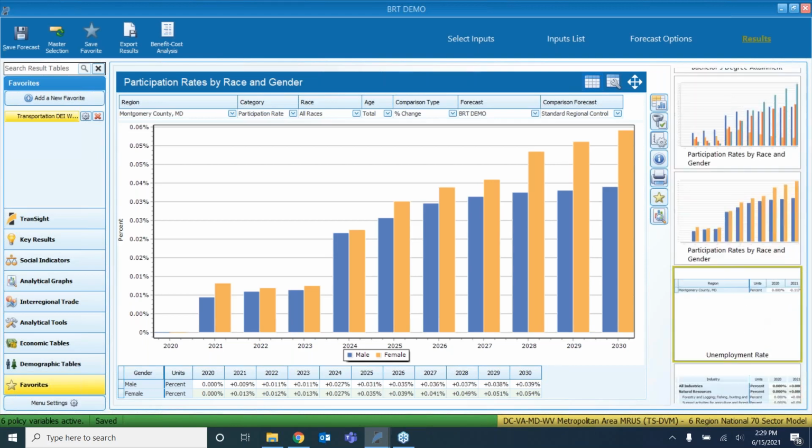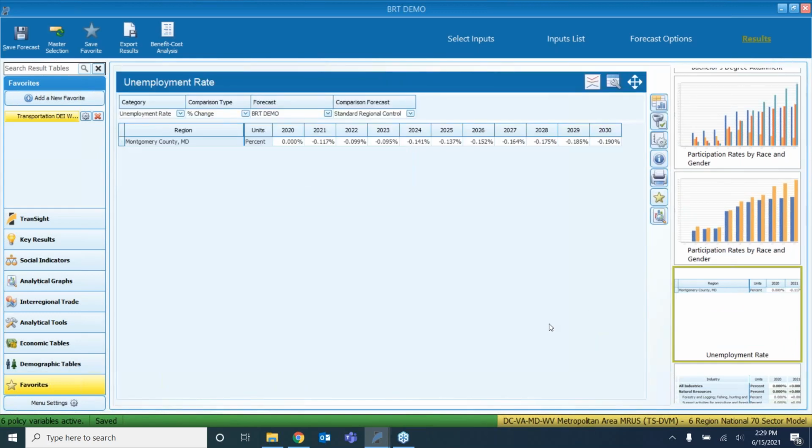So we've talked about employment and labor force participation rate, but now we can take a look at the unemployment rate. In Montgomery County, we see this drop in the unemployment rate over all of our years of interest. So another good result from this project.